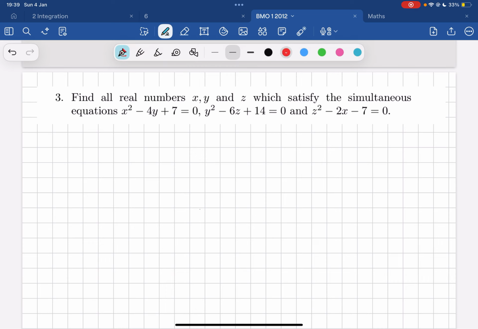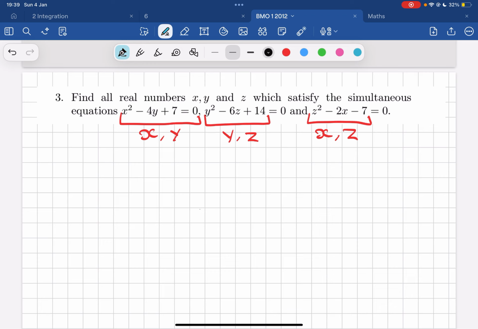Now, first thing I notice, we've got three equations, right? First equation has x and y. Second equation has y and z. And third equation, x and z. So we've got an x in two of these equations, y in two and z in two. So we need to find a way to somehow link x, y and z. So how would we do that?